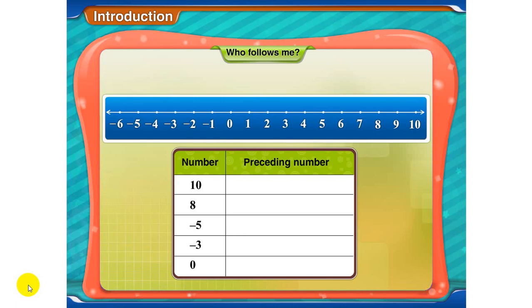Preceding number of 10 is 10 minus 1, that is equal to 9. Preceding number of 8 is 8 minus 1, that is equal to 7. Preceding number of minus 5 is minus 5 minus 1, that is equal to minus 6. Preceding number of minus 3 is minus 3 minus 1, that is equal to minus 4. Preceding number of 0 is 0 minus 1, that is equal to minus 1.